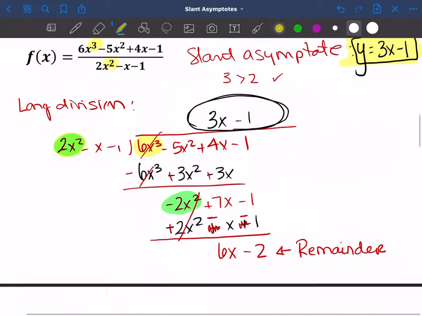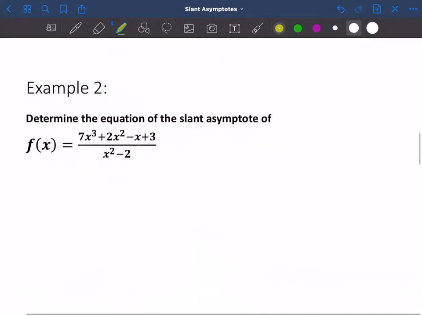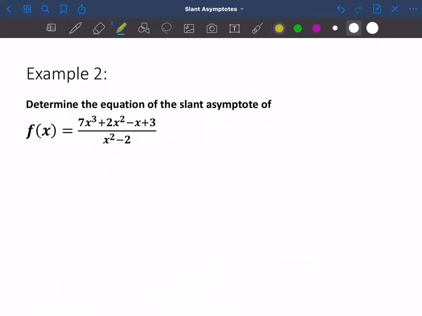All right, let's move on to our second example. So if you would at this step, why don't you pause the video, and I would like for you to try this particular problem.